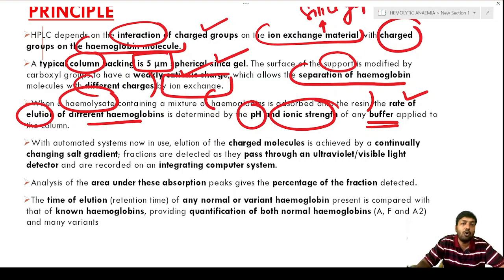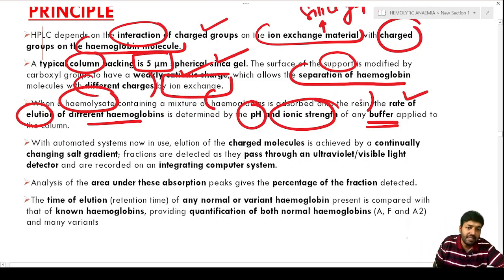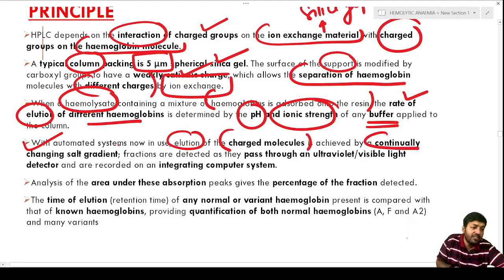So by changing the concentration of the buffer, different molecules are separated, and when they are separated, they will be detected by a detector, integrated into the computer, and then a chart, as we had seen, will be plotted and we will see it on the computer. So with the automated system now in use, elution, meaning the separation of the charged molecules, is achieved by continuously changing the concentration gradient or the salt gradient of the buffer. So fractions are detected as they pass through the detector.